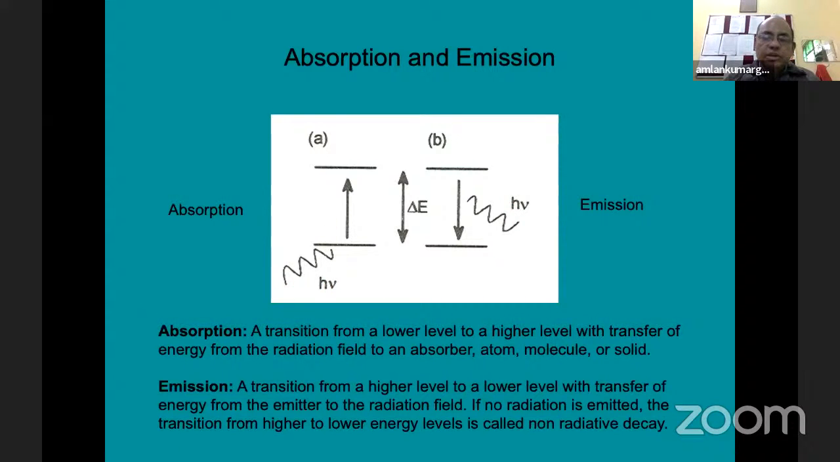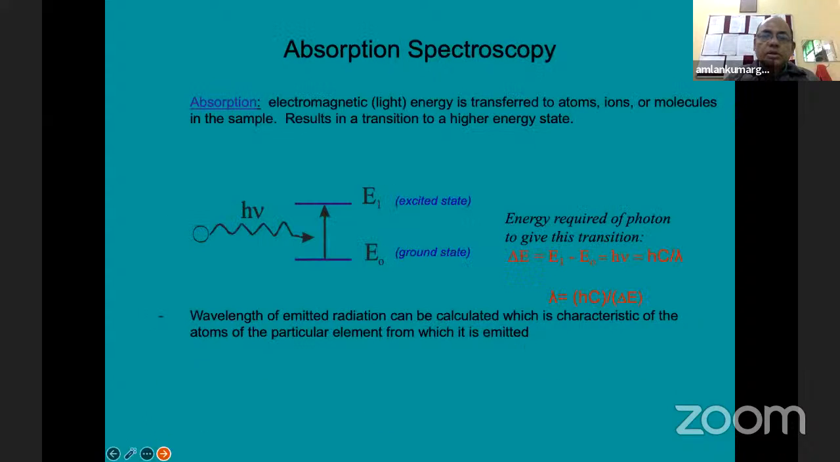Now we can simply say mathematically that the difference in the energy state of ground and excited state, that is delta E, which is equivalent to excited state minus ground state, is equal to h nu, where h is the Planck's constant and nu is the frequency. Now h is a constant, and hence delta E is directly proportional to the frequency of the emitted radiation.